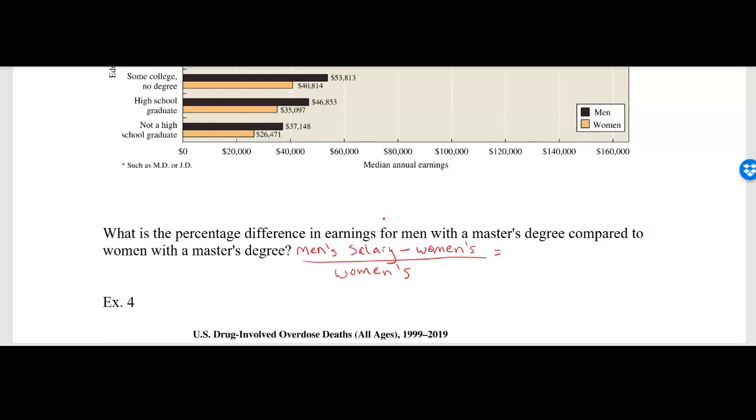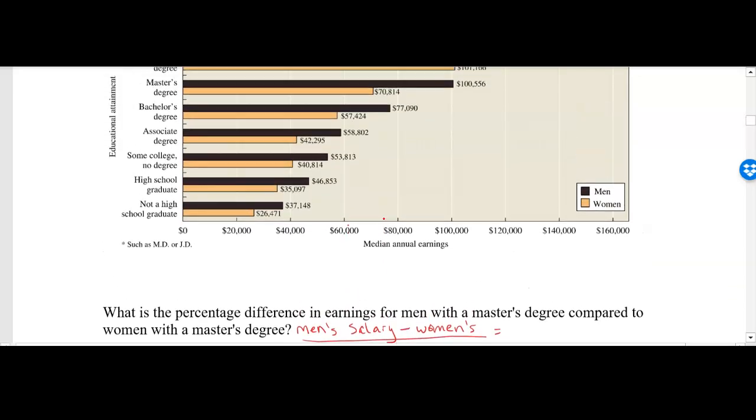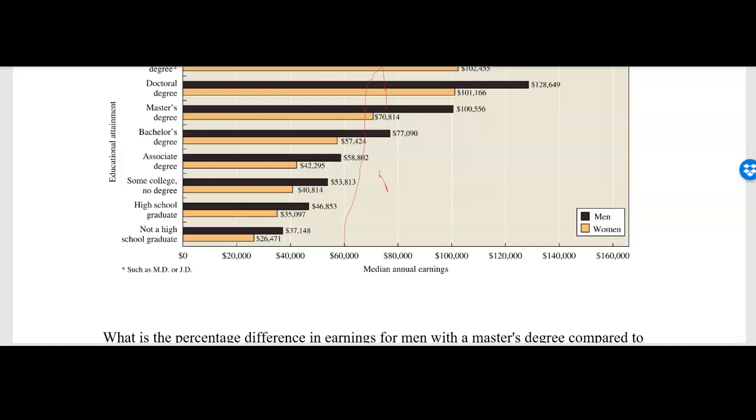And now we have to look at what it said for the master's. So let me go back up here. Let's see. Master's, of course, is up here. All right. So we have right over here, let me just circle the numbers. Right here is the master's degree for men. So that would be 100,556. And then for women's, it would be 70,814. Those are the two numbers we're going to subtract from each other, but then I'm going to divide by the 70,814. All right, remember those numbers.